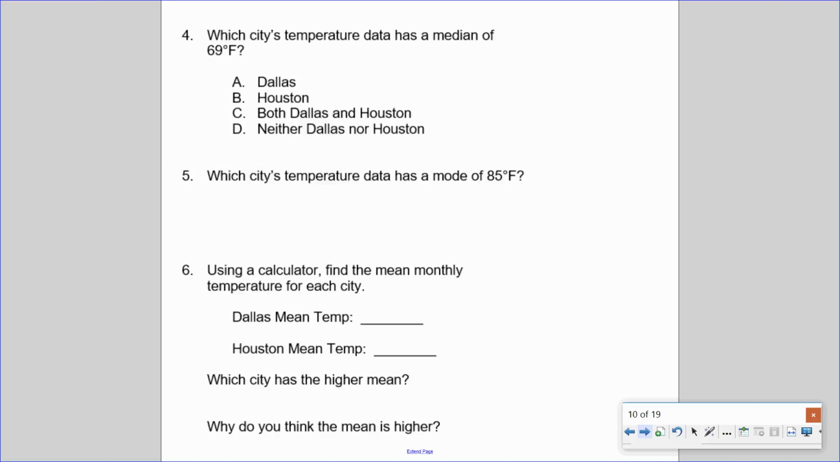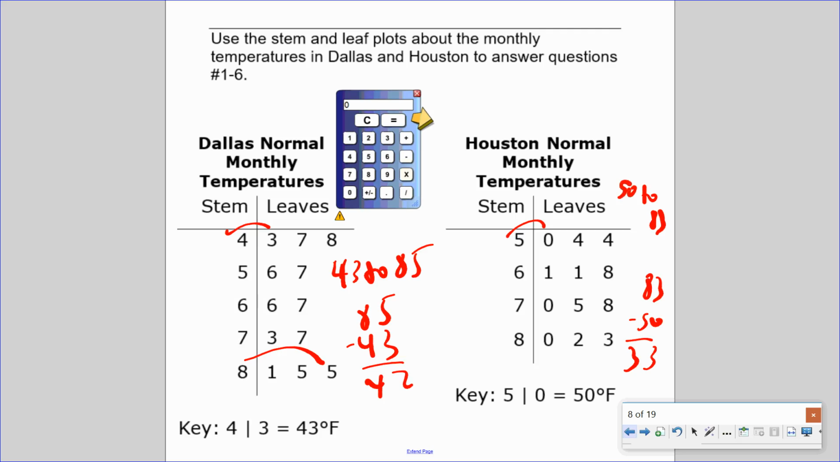Which city has a median of 69? Dallas, Houston, both, or none? The median has to be 69. So there's 2 ways you could do this. You can list out the data, or from this one, can you find the answer through it? So let's see, 43, cancel. The highest is 85. 47 is the lowest, then 85. 48 is the lowest, then 81. 56, 77. 57, 73. Ooh, we have what's between 66 and 67? 66.5. So it's not Dallas.